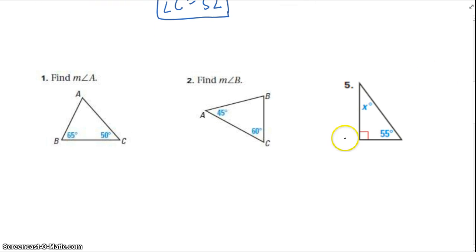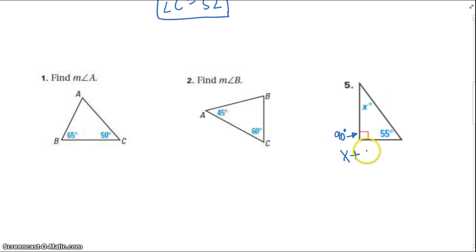Over here on number 5 it's a little bit different because we have this little box in the corner. And you have to remember what that little box means. It means 90 degrees. It's a right triangle. So we're going to do this the same way we did the last problem, but you'll notice on this problem we don't have the angles labeled A, B, and C. Well, that's okay. You can still see the three angles that are here.